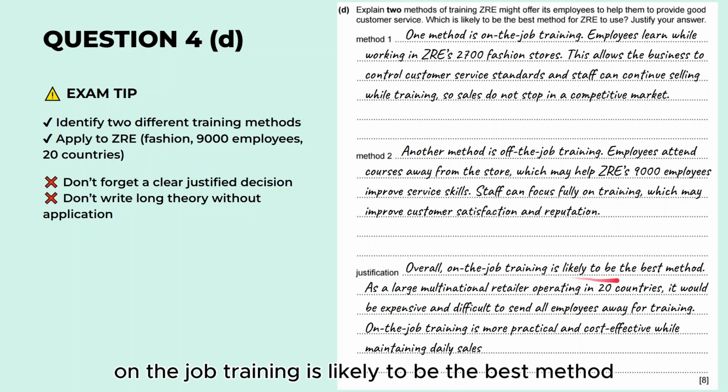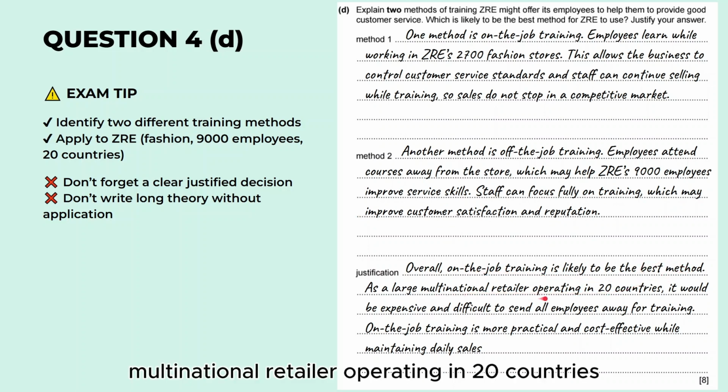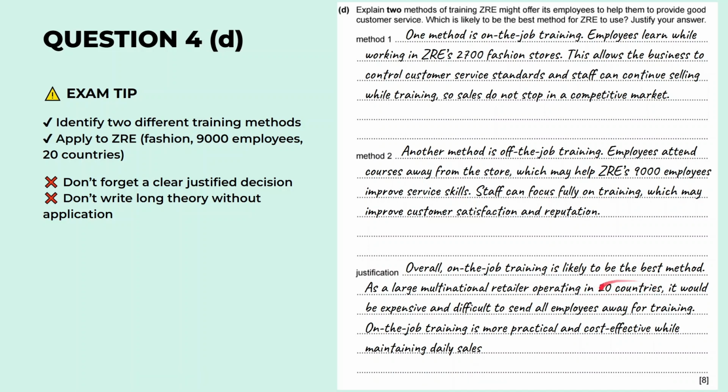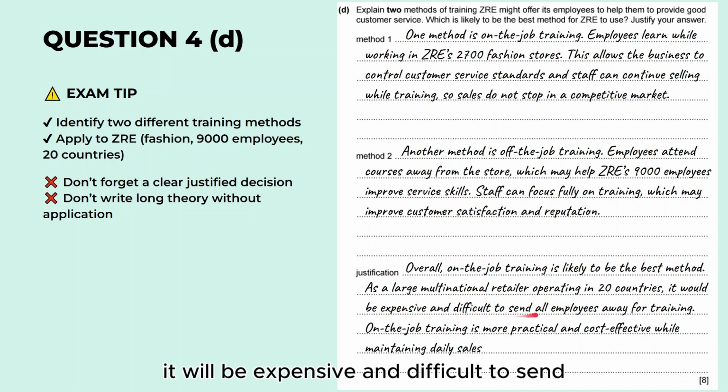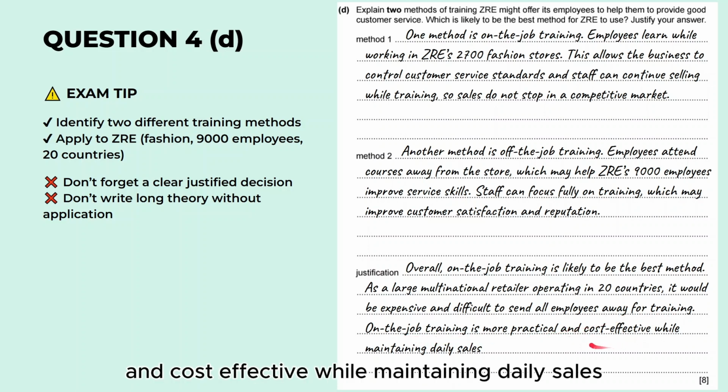Overall, on-the-job training is likely to be the best method. As a large multinational retailer operating in 20 countries, it will be expensive and difficult to send all employees away for training. On-the-job training is more practical and cost-effective while maintaining daily sales.